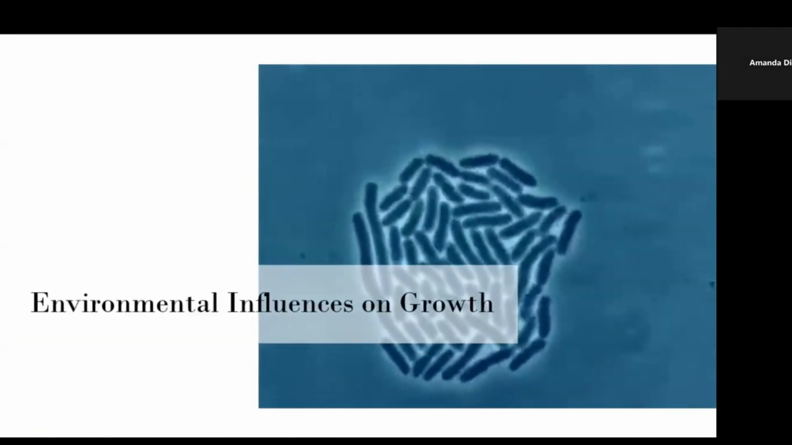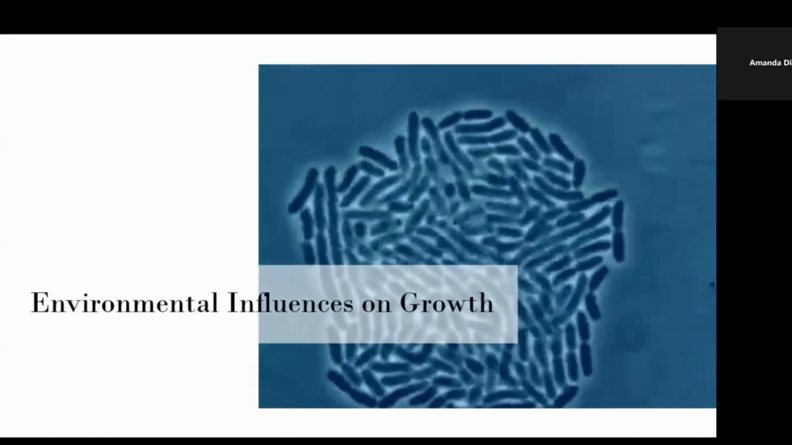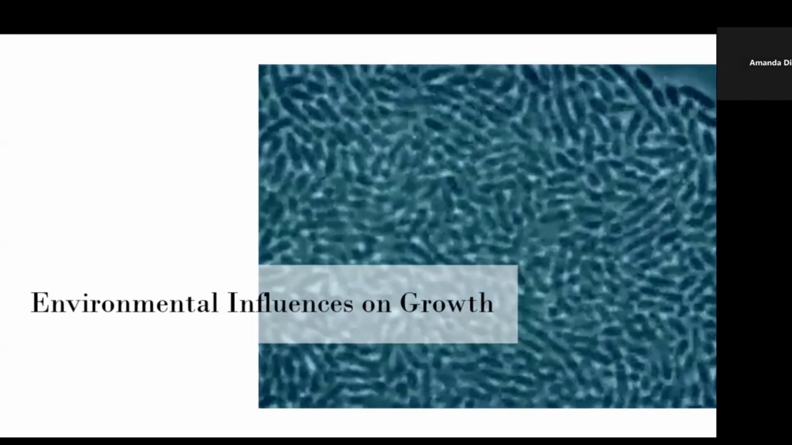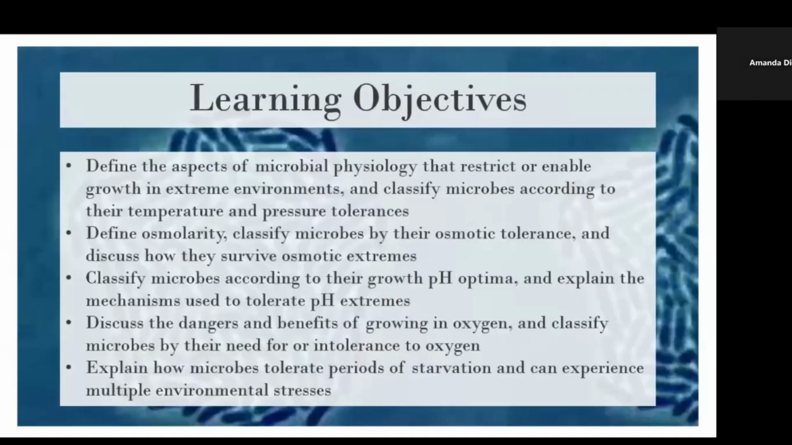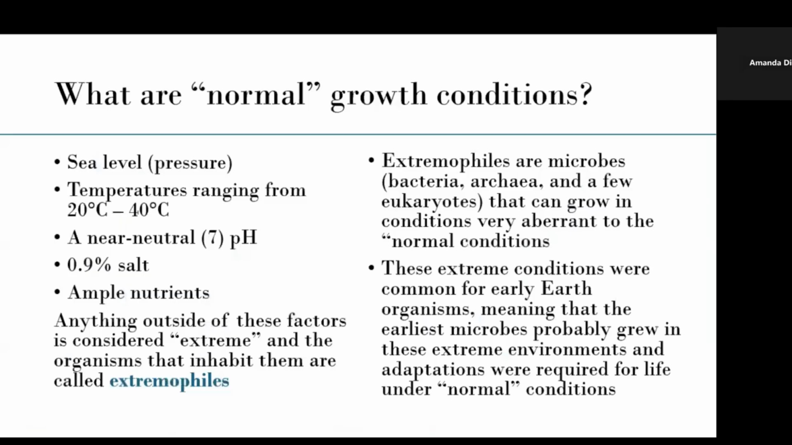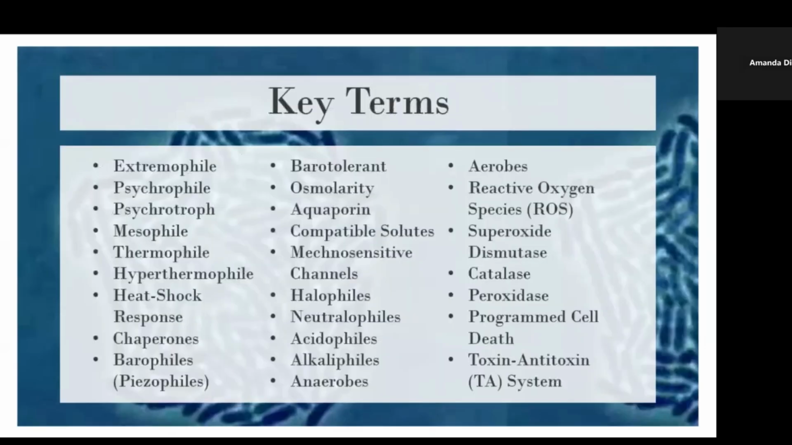Chapter 5 is environmental influences on growth. We definitely will not finish this one, but we will have enough time next class to finish it. Once again, we're not going through every single thing in the chapter, but just a lot of it. Lots of key terms in this one, but only 1 page, not 2.